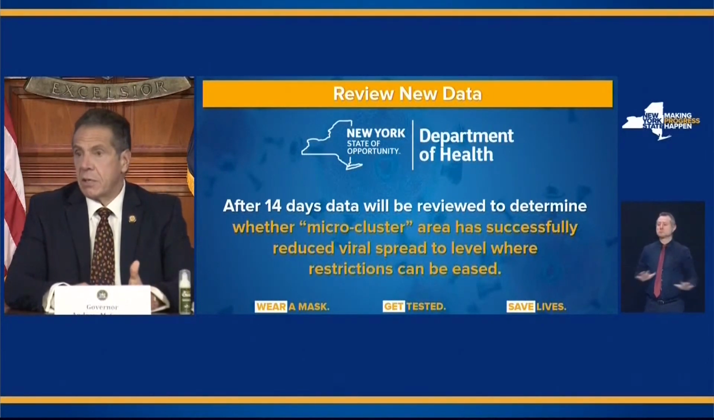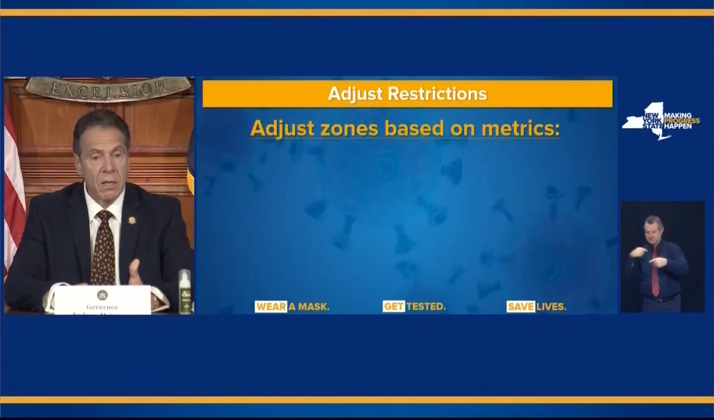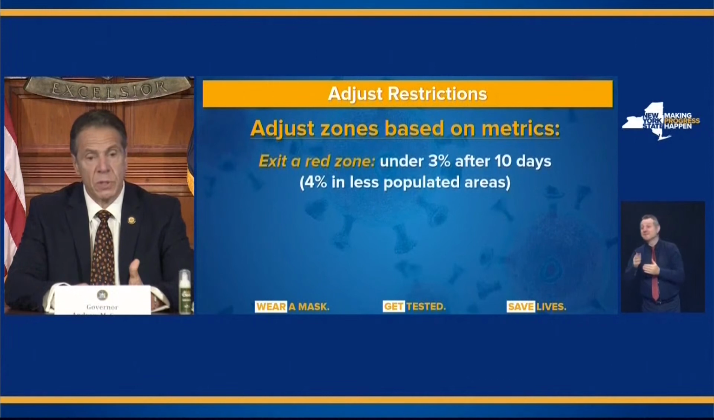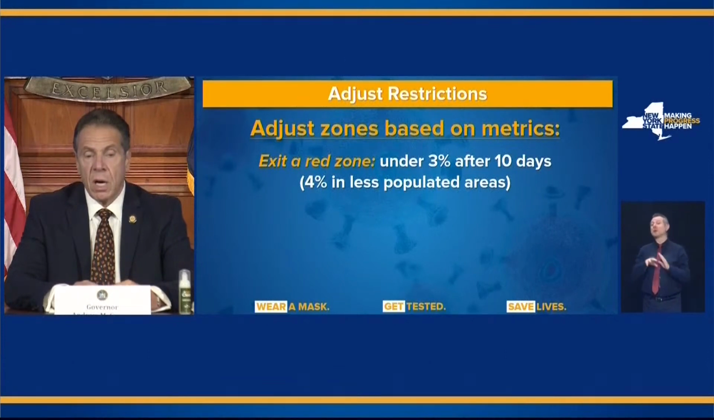And then we put in place the restrictions. We then watch the data for 14 days. We come back after 14 days, and we make whatever adjustments. The adjustments we're going to make are these. To exit a red zone, under 3% after 10 days, 4% in less populated areas.